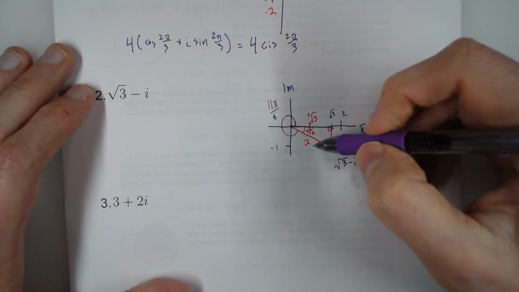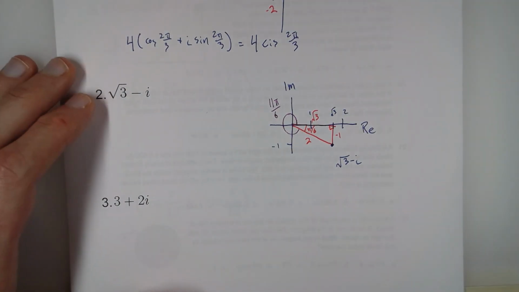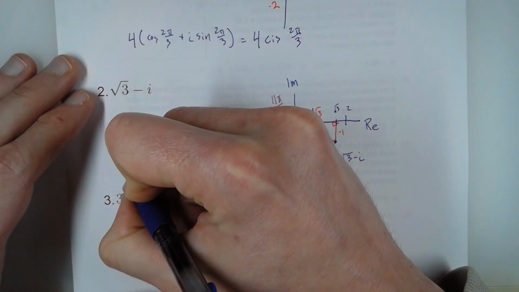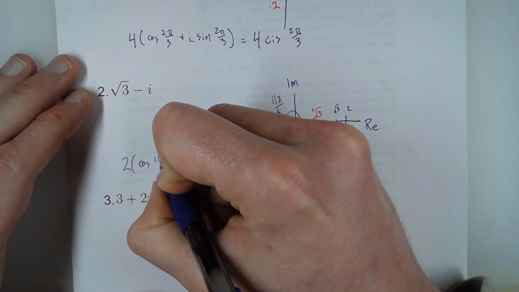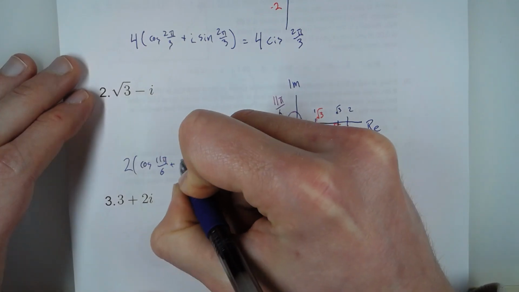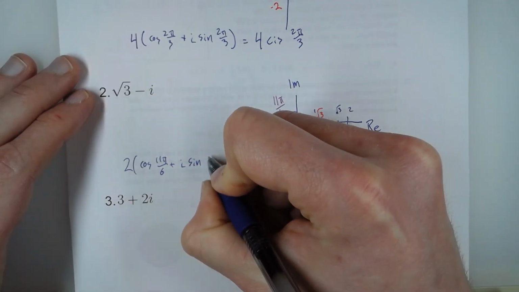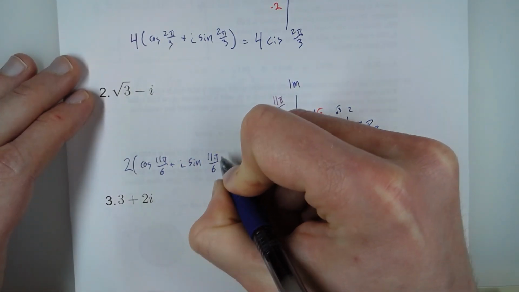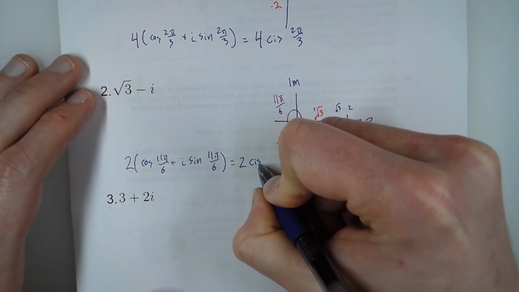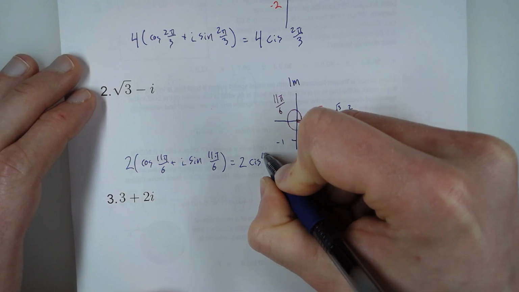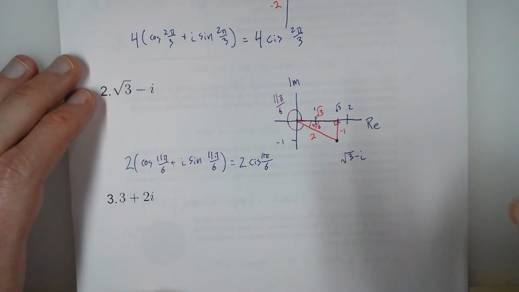And since that's our angle and that's our magnitude, we can now write this in trigonometric form. So 2 cosine of 11 pi over 6 plus i sine 11 pi over 6. That's the long form. The short form is 2 cis 11 pi over 6.